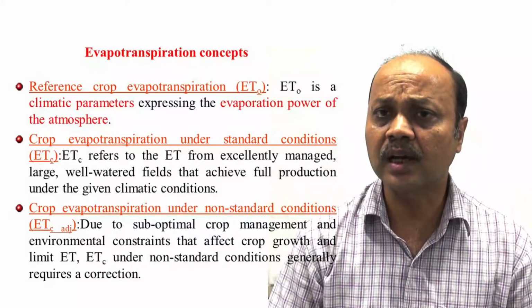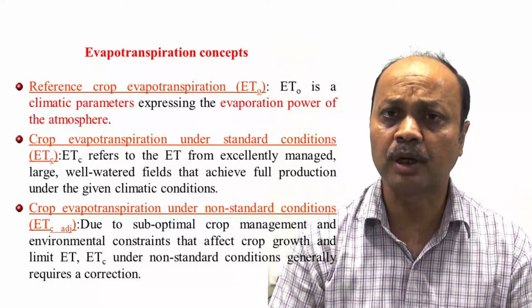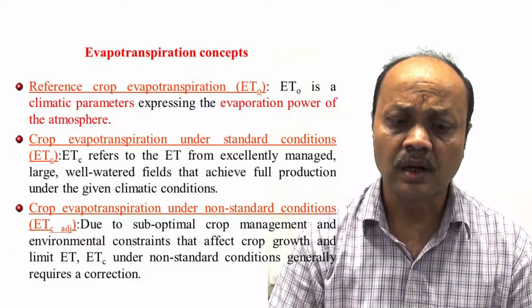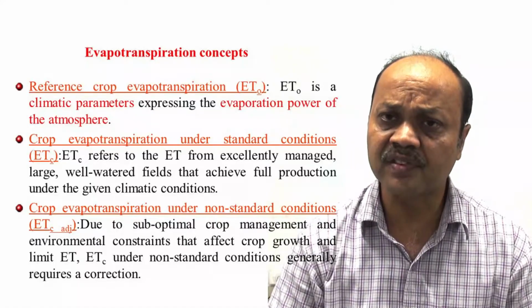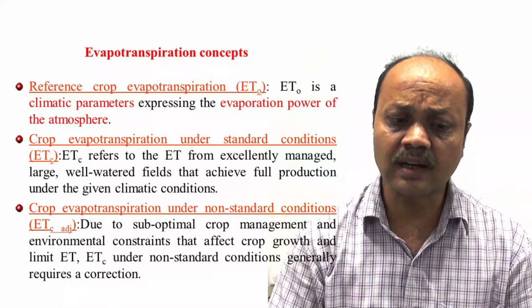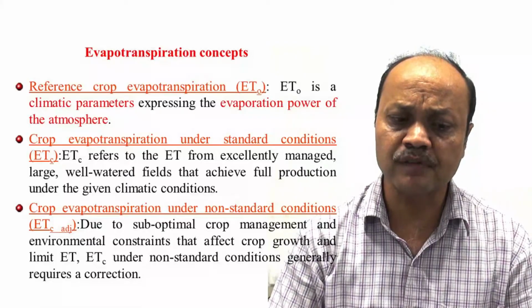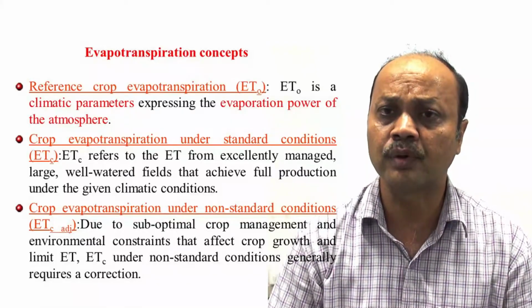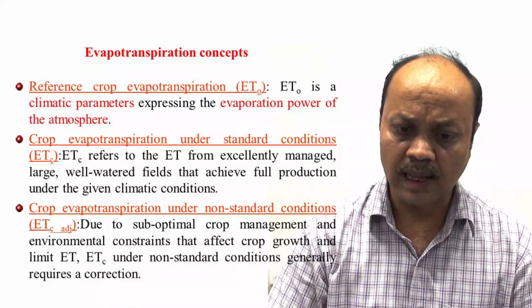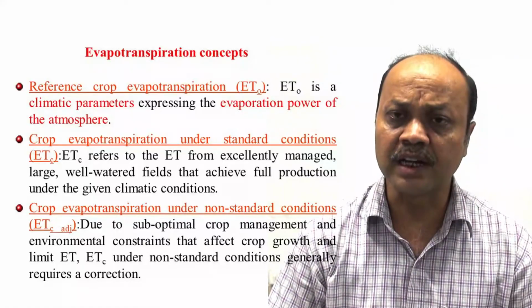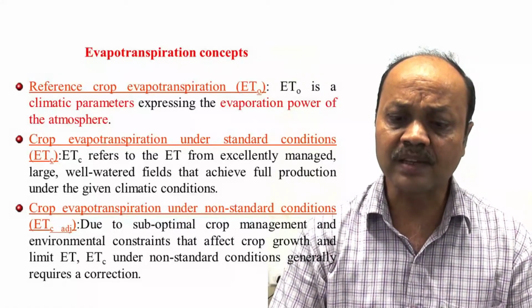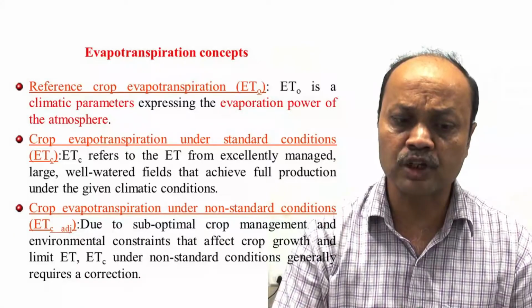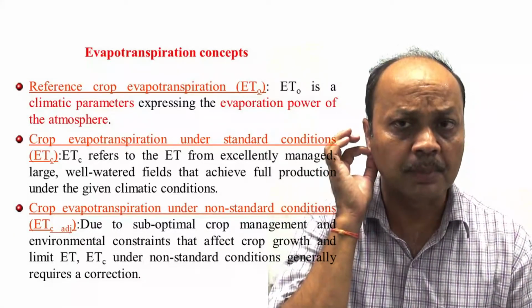In evapotranspiration there are various concepts, but briefly today we will discuss the reference crop evapotranspiration. What is reference crop evapotranspiration? It is the climatic parameter expressing the evaporation power of the atmosphere. The four factors we discussed just now are radiation, air temperature, humidity and wind speed. So basically you are expressing the evaporation power of the climatic parameters, right?